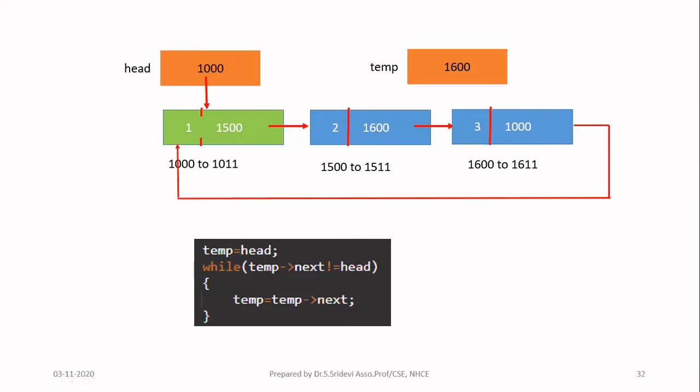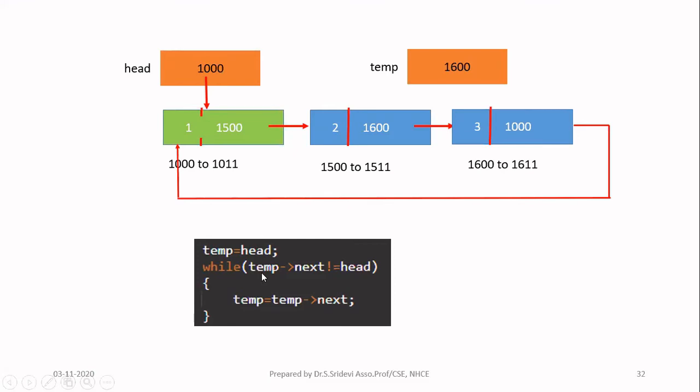After doing those 2 changes, you will be releasing the memory of this node. So now let us focus on the steps. Now I have to change the address of the last node. So I have to travel through the entire linked list and find out the last node. For that, I am copying the value of head into temp.